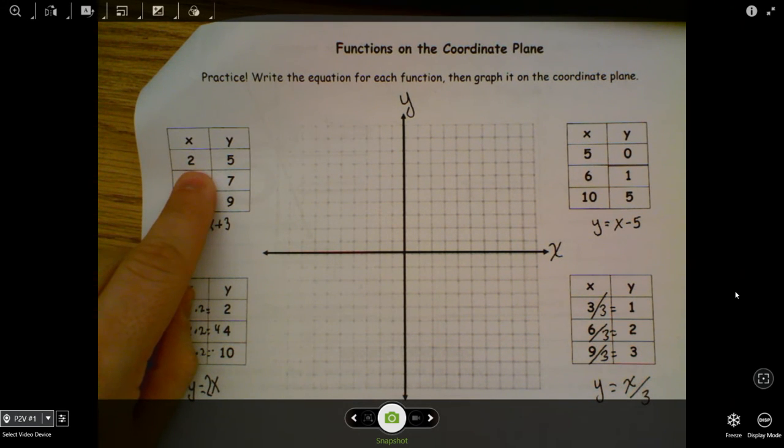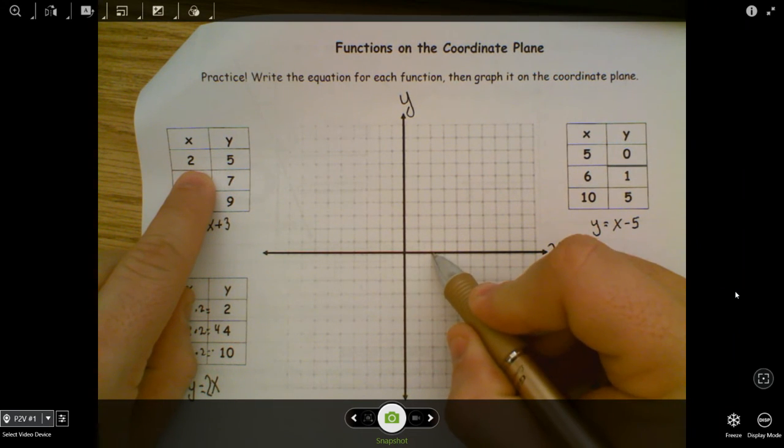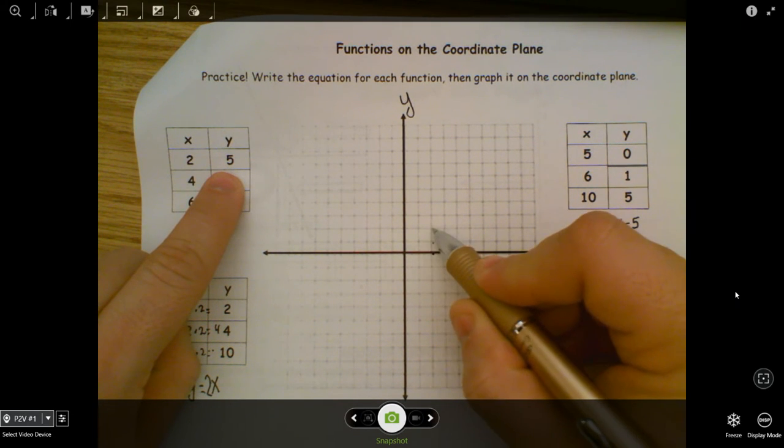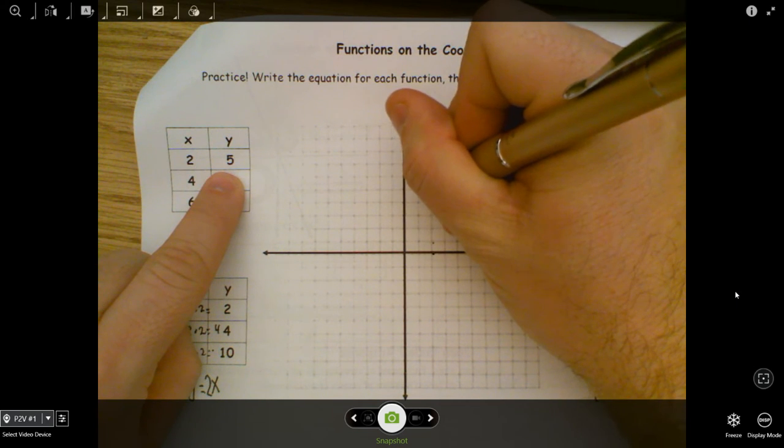So this first one says we're going to go 2 on the x. So we start in the middle. 1, 2. Keep my pencil there. And 5 on the y. 1, 2, 3, 4, 5. And just put like a regular size dot.